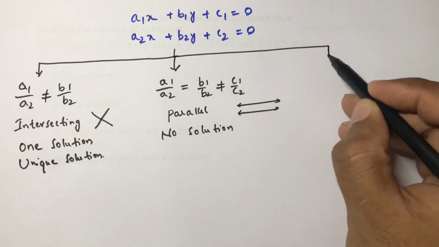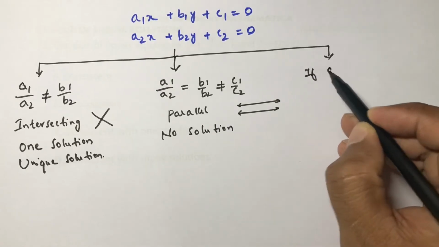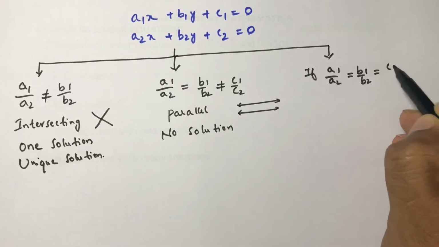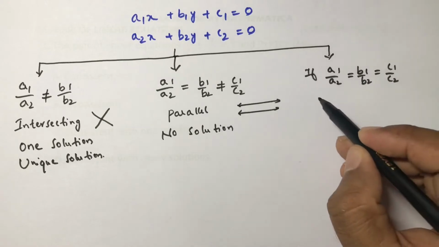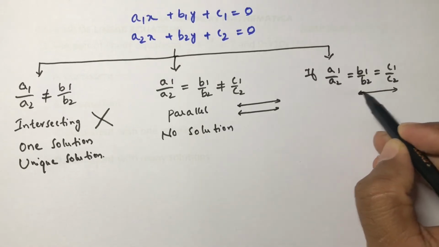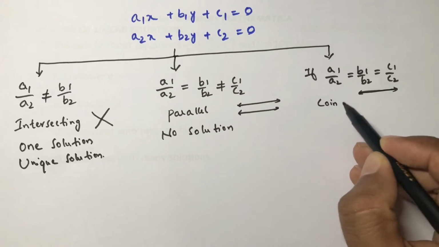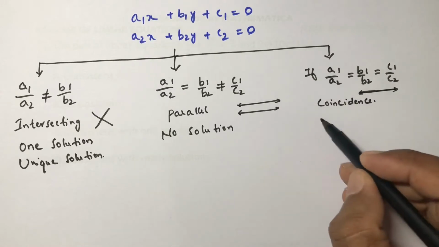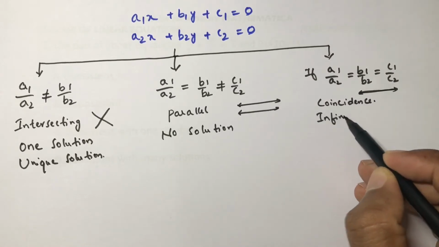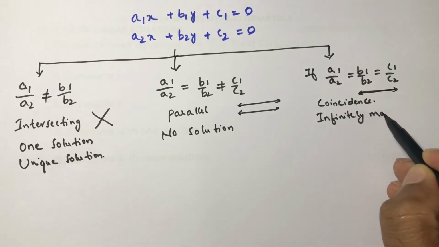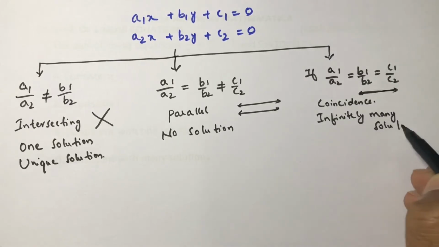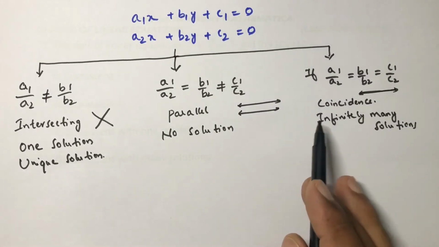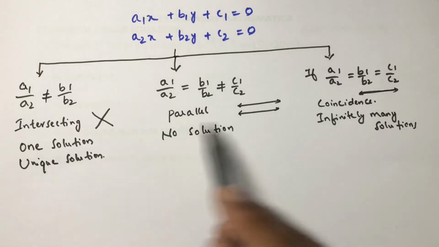Next, if a1 by a2 is equal to b1 by b2 and that is also equal to c1 by c2, then the lines are coincident. As the lines are coincident, we'll get infinitely many solutions. So out of these three cases, intersecting, parallel, coincident, we are getting solutions for intersecting and coincident.